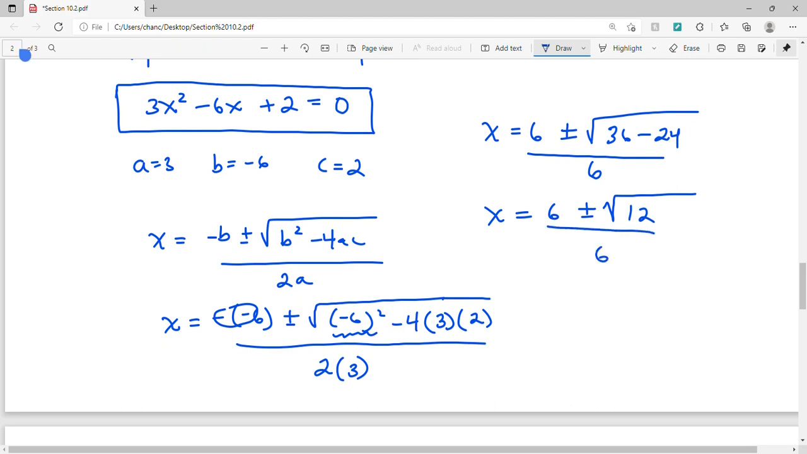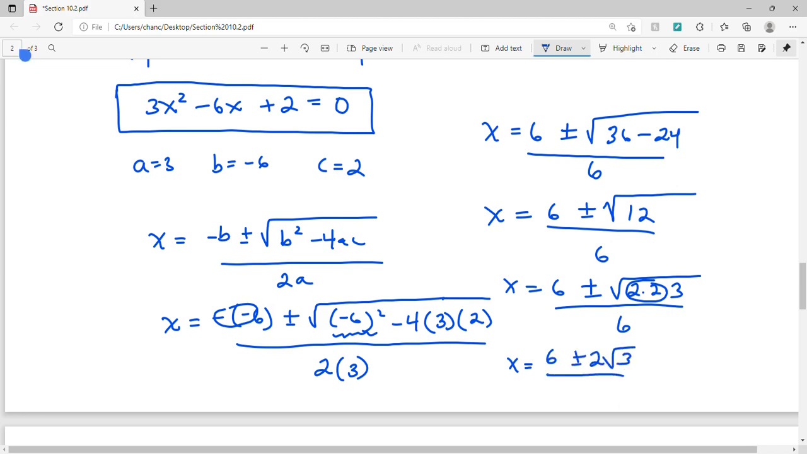Now a lot of students think, hey, we could reduce the 6 and the 12. You can't do that because the 12 is inside the radical. So first we need to break down the square root of 12. The square root of 12 is 2 times 2 times 3. And we're looking for groups of 2. So let's pull that 2 to the front. And so now we can reduce, but we have to reduce all 3. So let's reduce the 6, the 2, and the 6 by a factor of 2. So this is a 3, this is a 1, and this is a 3.